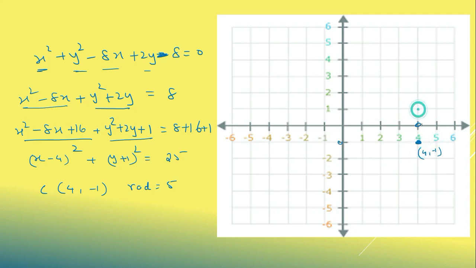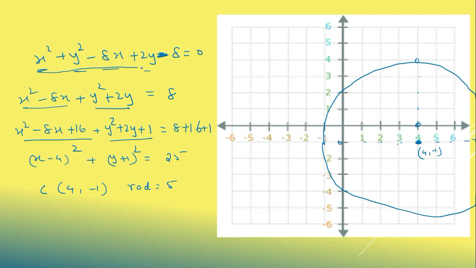You can see 1 2 3 4 5 in this direction, 1 2 3 4 5 here. So it is a big circle that goes beyond our limit. So this may be a rough graph of the circle. So finding the equation of the circle is just like that: completing the square, and moving the constant to the right side.